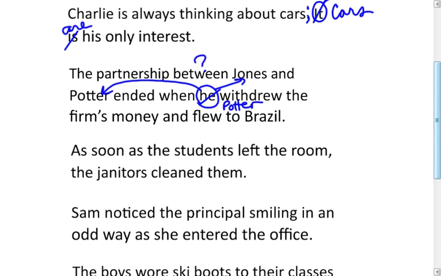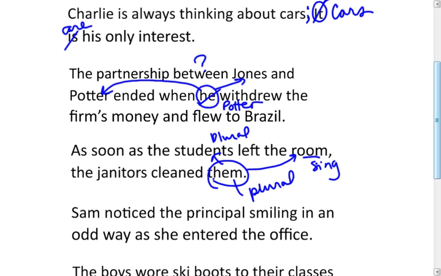As soon as the students left the room, the janitors cleaned them. Did the students get cleaned, or did the room get cleaned? But we also have an agreement problem because this is singular, this is plural, this is plural. So even though we know the janitors are probably cleaning the room, we have multiple problems. It's unclear and we have an agreement issue. Quickly fix it by changing this to rooms. That makes more sense and it's clear without a doubt.